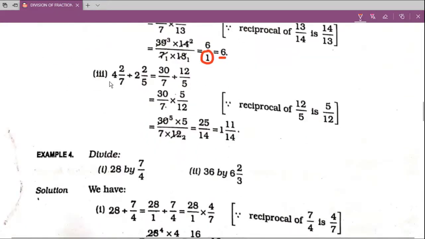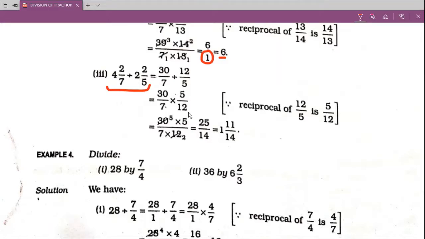In question number 3, 4 whole 2 by 7 divided by 2 whole 2 by 5. Change these mixed fractions into improper fractions. So 4 sevens are 28 plus 2 is 30. 30 by 7 divided by 2 fives are 10 plus 2, 12 by 5. Write down 30 by 7 into the reciprocal of 12 by 5, which is 5 by 12. So 30 by 7 into 5 by 12.